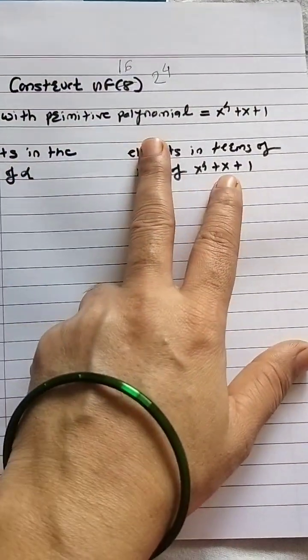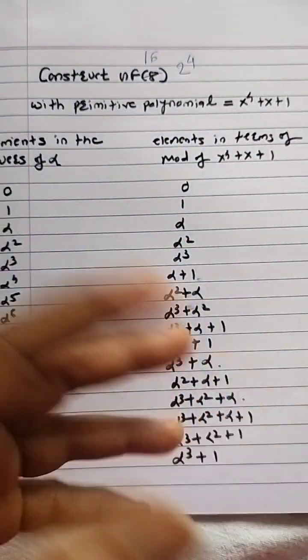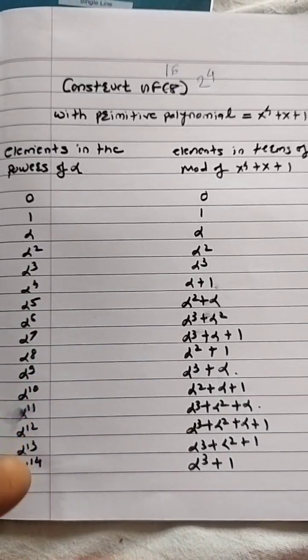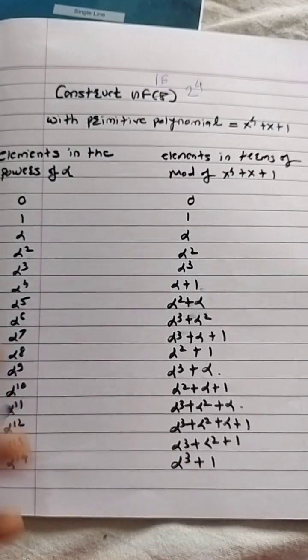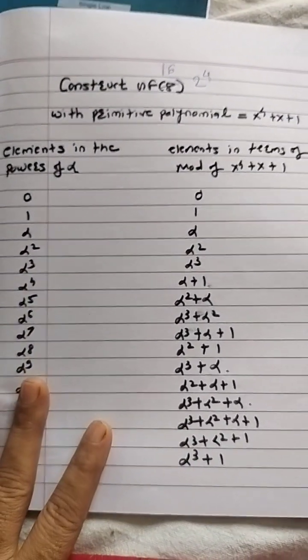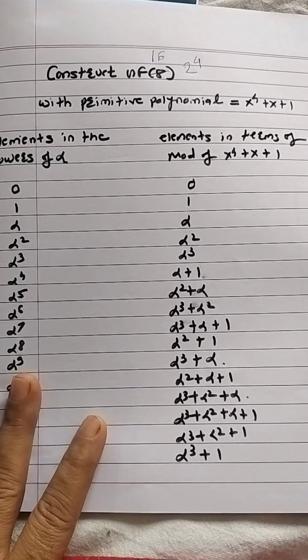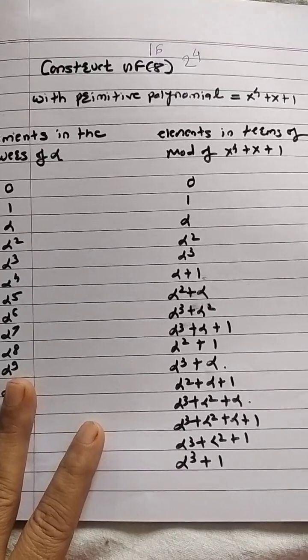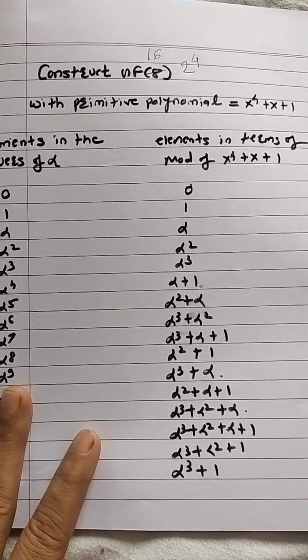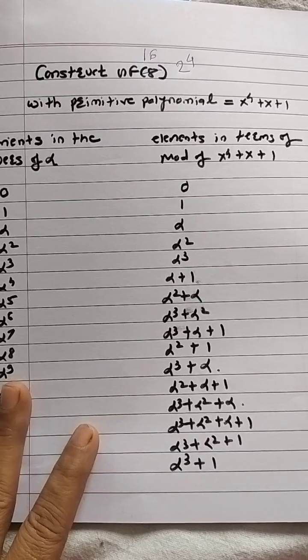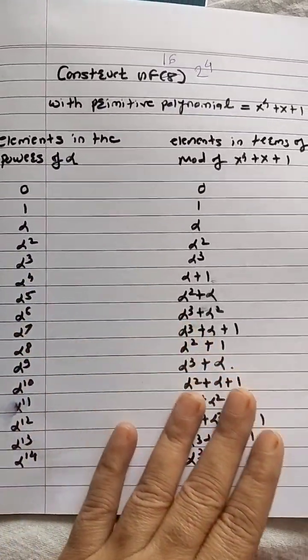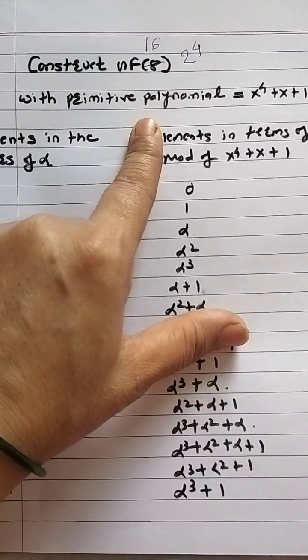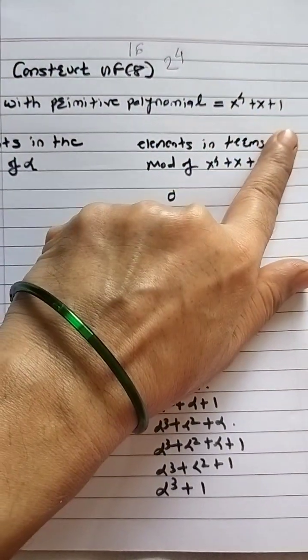Now we are going to solve this problem with shortcut methods. We are not going to give the reasons for everything we are doing here, because those things were already discussed in the previous video, so that the length of the video will be reduced. They give the primitive polynomial x raised to 4 plus x plus 1.